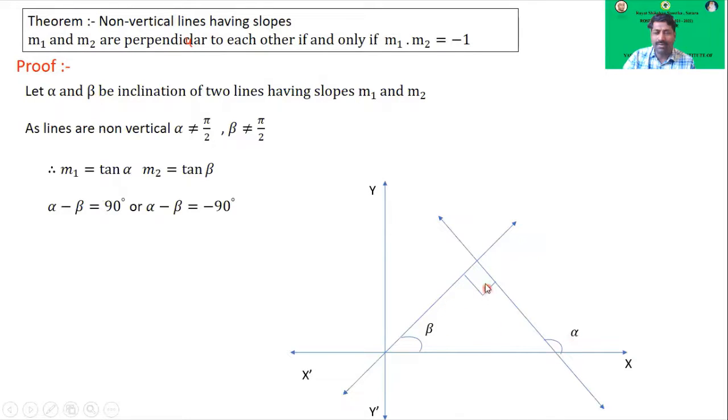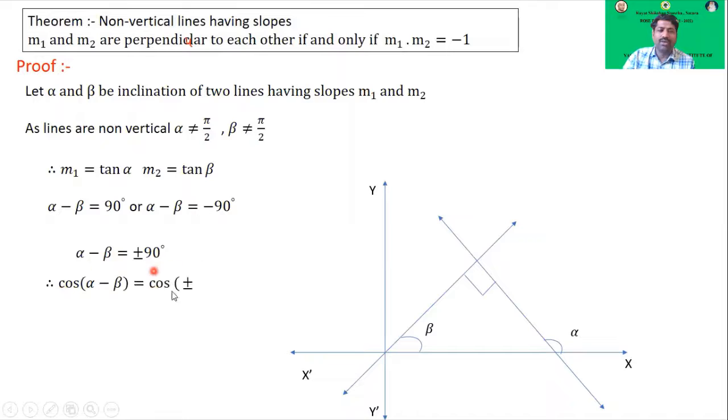So alpha is equal to 90 plus beta, so alpha minus beta is equal to 90. And if we interchange alpha and beta, the other possibility, then we will get the relation alpha minus beta is equal to -90. So by using all possibilities for alpha and beta, you will get alpha minus beta is plus minus 90 degrees. Whichever way we take alpha and beta, alpha minus beta comes out as plus or minus 90.